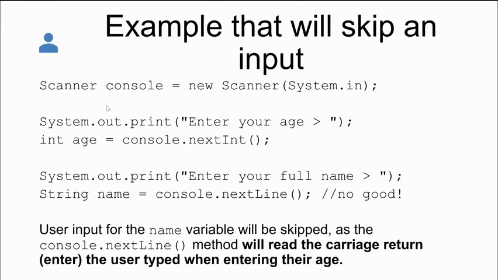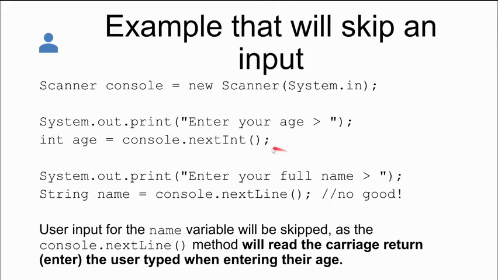So let's look at an example that will skip some input. We have a scanner at the top. We have a request for age, and so we stored age using nextInt. Well, now we're going to ask for a full name and call nextLine. Well, this is going to cause that anomaly of skipping the request for the full name. So basically, the user won't be able to see a prompt. They won't be able to type the full name in the console.